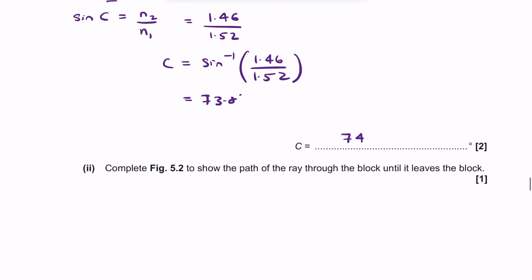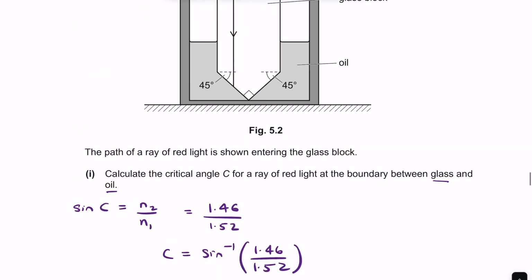For the next part, we have to complete the figure 5.2 to show the path of the ray through the block until it leaves the block. So we know that the ray is going out from the glass into the oil as refraction happens, and because the refractive index of oil is less than that of glass, it would refract away, or bend away from the normal. So if I start by drawing a normal as accurately as possible, it's meant to be perpendicular, and in an exam, of course, I would do it as precisely as possible. I would just draw the refracted ray going away from the normal as it speeds up. So that is part II done.